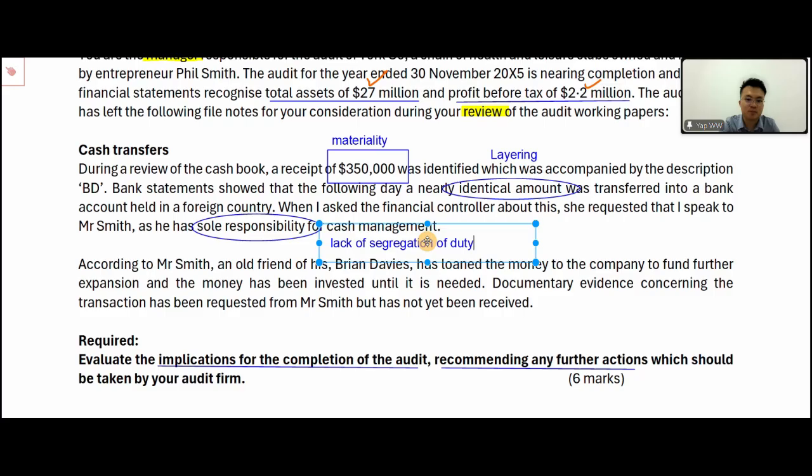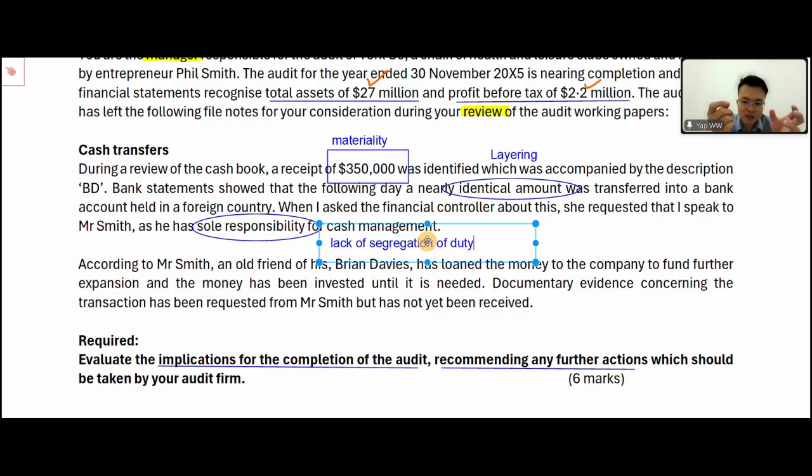Cash management should usually be handled by two persons: one to prepare the transaction, another one to approve the payment and so on. But if only one person handles cash management, fraud can happen. So in this question, the fraud happens by making use of this company as a vehicle for money laundering. Who knows? Phil Smith may be using this company to wash dirty money. So that will be my concern.